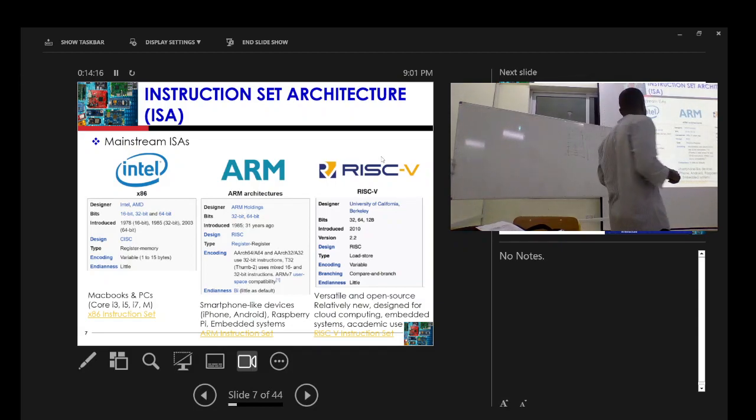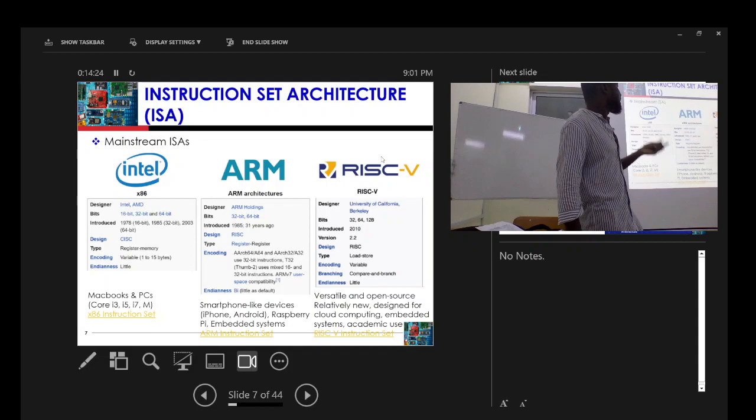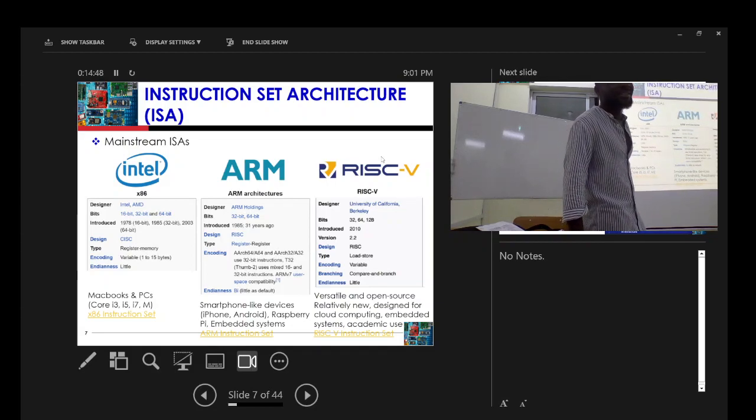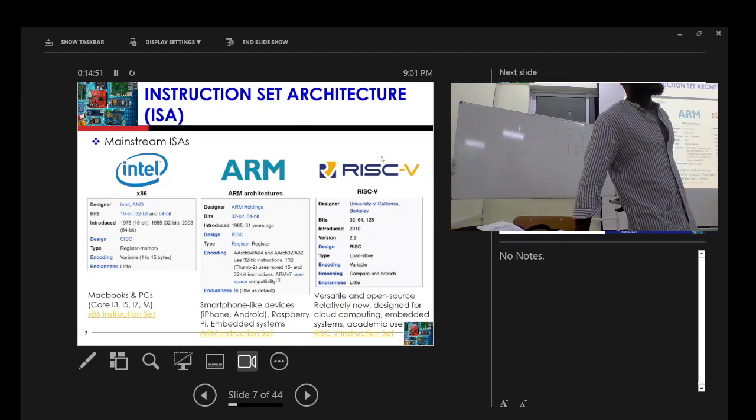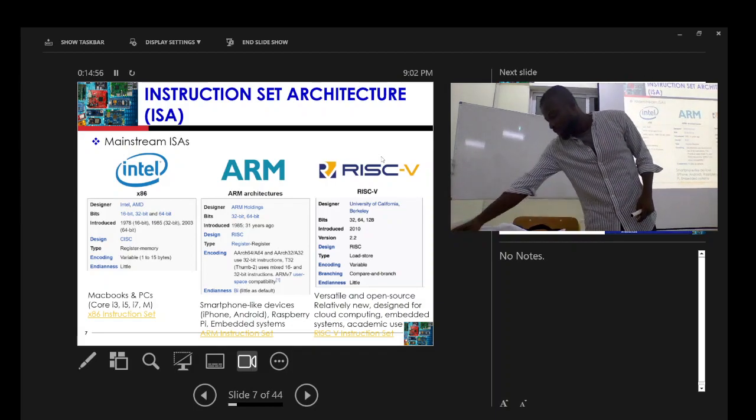Now, we have what is known as the bits. Each ISA has what is known as its bits, right? The Intel has 16 bits, 32 bits, and 64 bits. So we always say that the Intel architecture is either a 16-bit, a 32-bit, or a 64-bit architecture, right? For ARM, we have 32 and 64. For RISC-V, we have 32, 64, and 128-bit architectures, right? So what does this bit even mean? What do those bits mean?